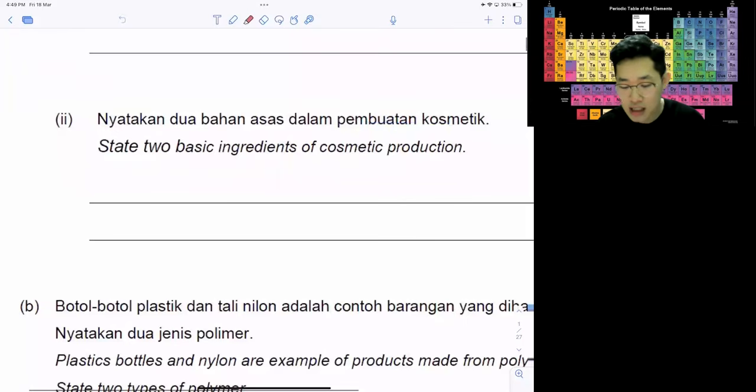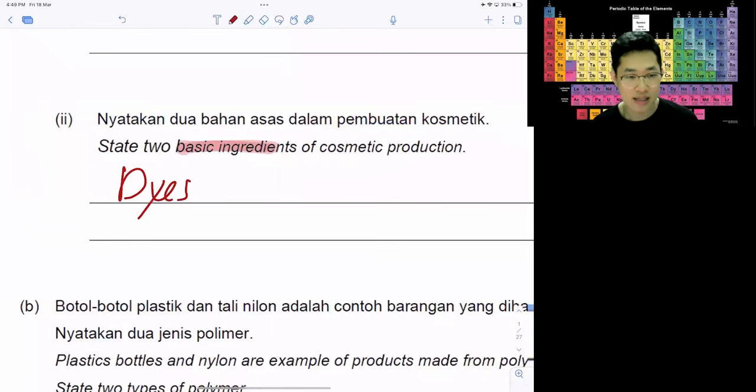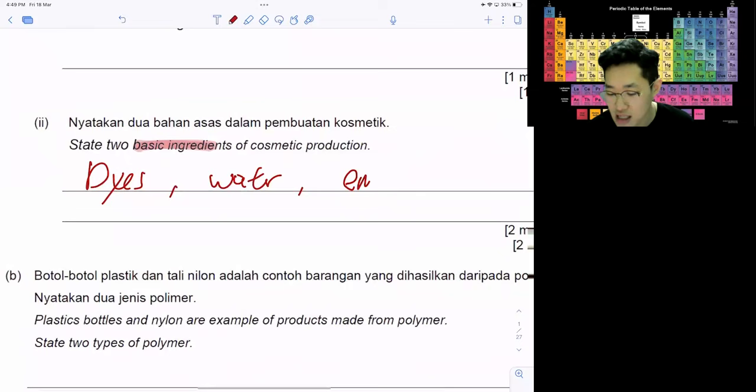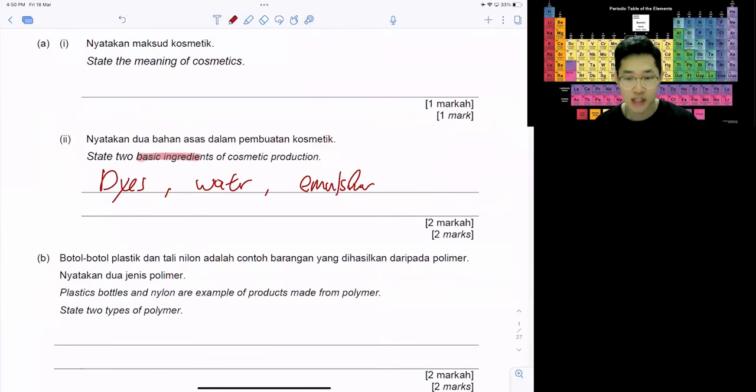Basic ingredient is the same like food additive. So, dyes. You wouldn't put flavoring, right? Okay, so it can be dye. What else? Your facial product inside sure got? Yeah, water. Okay, good. And then what else? Emulsifier. Yes, emulsifier. And then thickener. Okay, good, just like that.